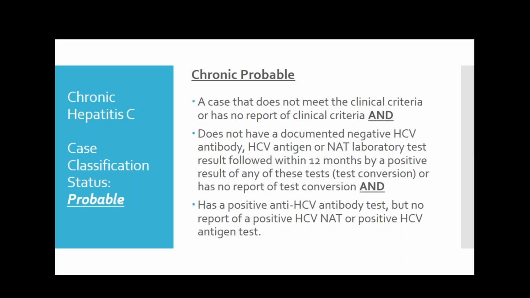For the chronic probable case, the case does not meet the clinical criteria, same as confirmed, and the case does not have a seroconversion, and neither does the case have a positive NAT test, but the case has a positive HCV antibody. Now, I know it's a lot of words, but there'll be a table provided later on which will help to make this much easier to understand.